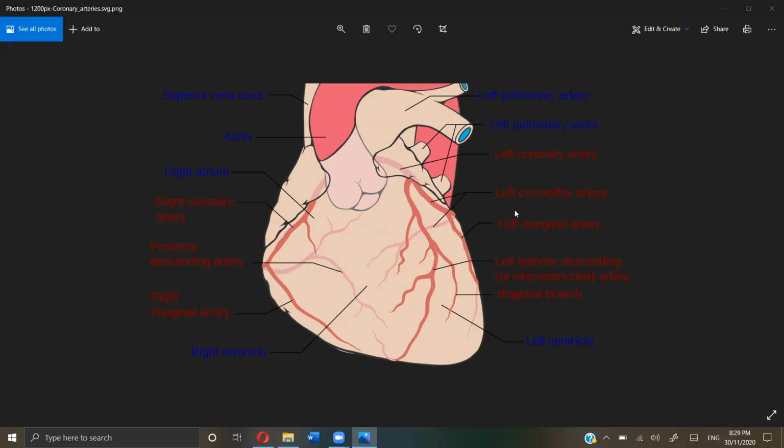The next one will be your left circumflex artery. By the way, this side is left, this side is right. The left circumflex artery is this one over here. If you notice, it goes to the back.